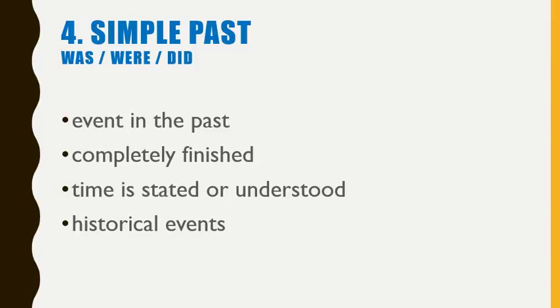The simple past tense is fairly straightforward. This is your was or were, the to be form of the verb, when you're saying the state of being, that it was a certain way at some time in the past. Or if it's an action, that's the did form of the verb, that you did something, some action happened. So we're talking about events in the past.